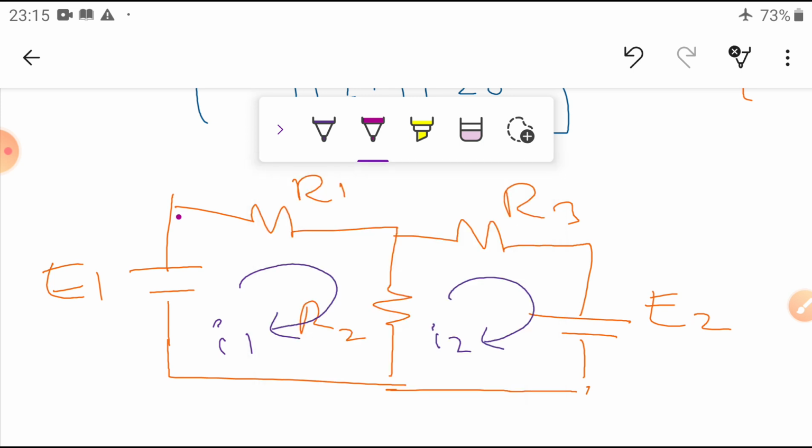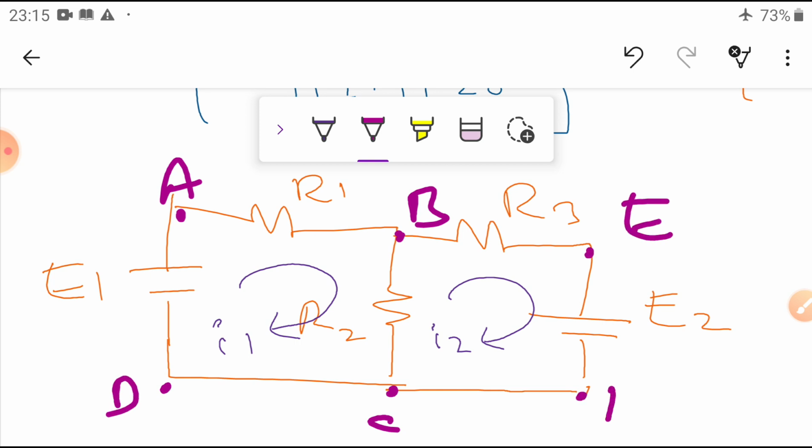Okay. This is called A, B, C, D, E, F. Arbitrarily represent it. Now, write the loop equations from A to B, B to C, C to D, D to A. Write the equations. Simple equations.